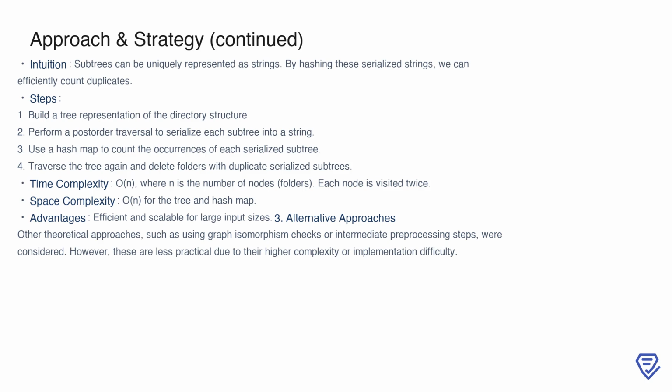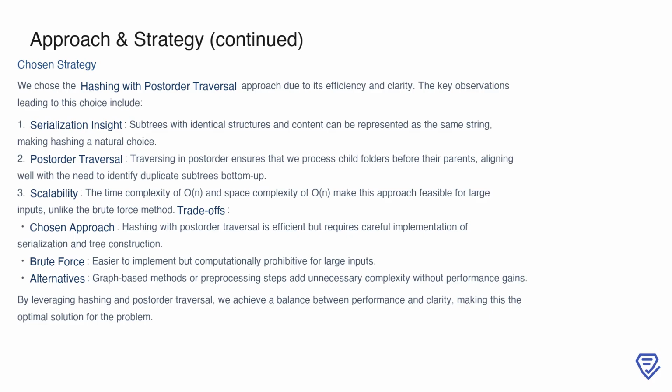While other methods, such as using graph isomorphism or preprocessing, were considered, they proved to be less practical due to their added complexity. Ultimately, we chose the hashing with post-order traversal approach for its efficiency, scalability, and clarity. Several key observations support this decision. First, the process of serialization allows us to represent subtrees with identical structures and content as the same string, making hashing a natural and effective choice.